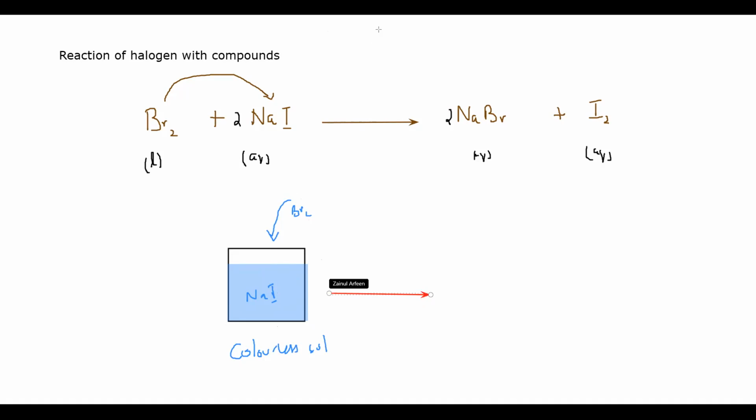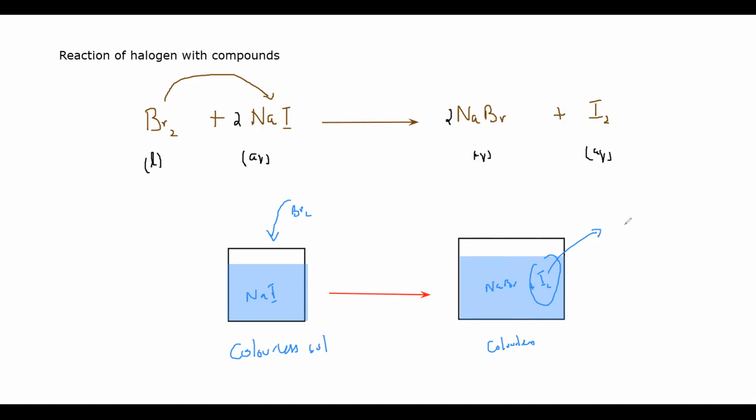Bromine will displace this iodine, so it will form sodium bromide. Sodium bromide is a colorless solution, but what happened? Iodine is also formed, and when iodine is formed in an aqueous solution, there are two possibilities. If there is too much iodine, it will be brown. If it's a small amount of iodine, it will be yellow. So yellow or brown is acceptable.